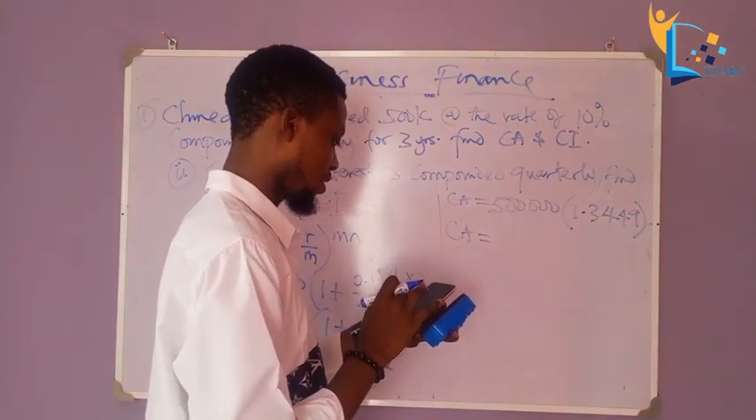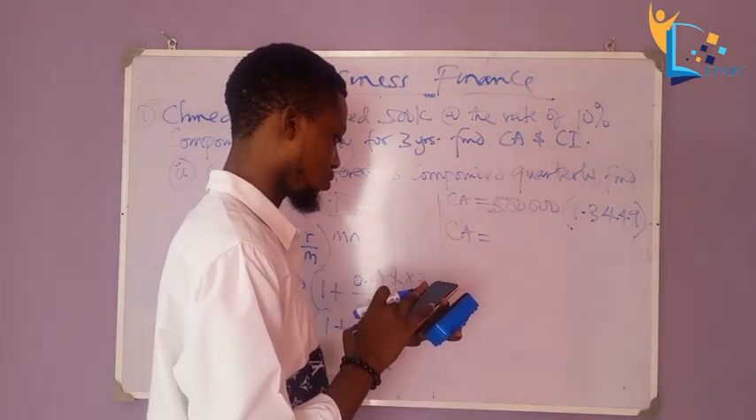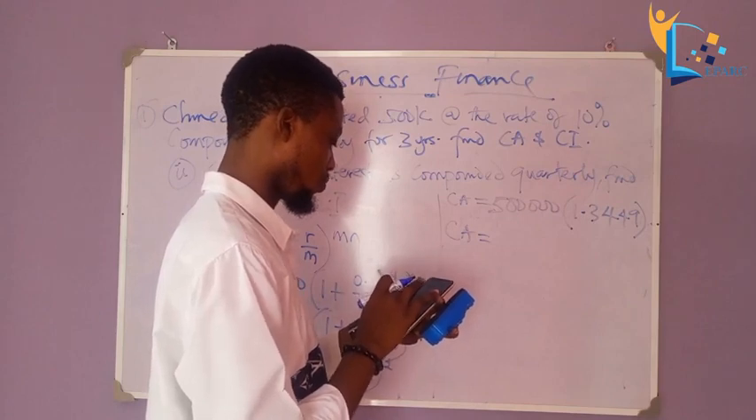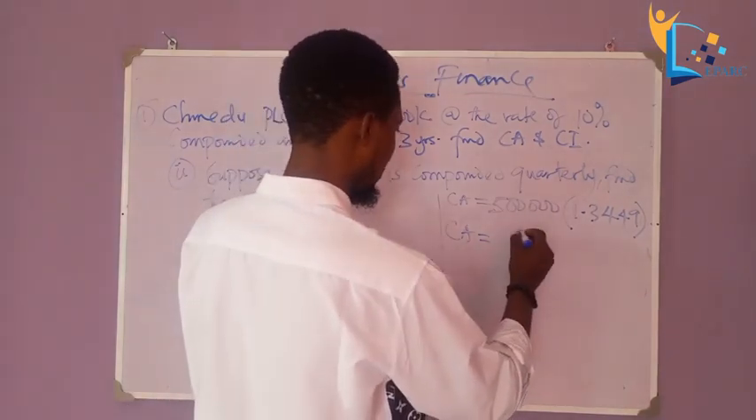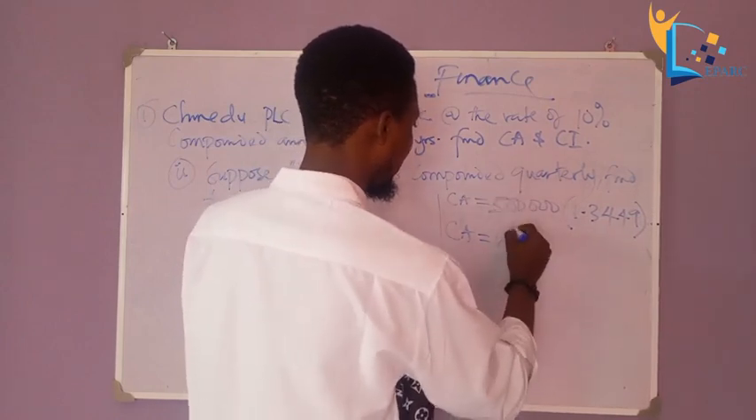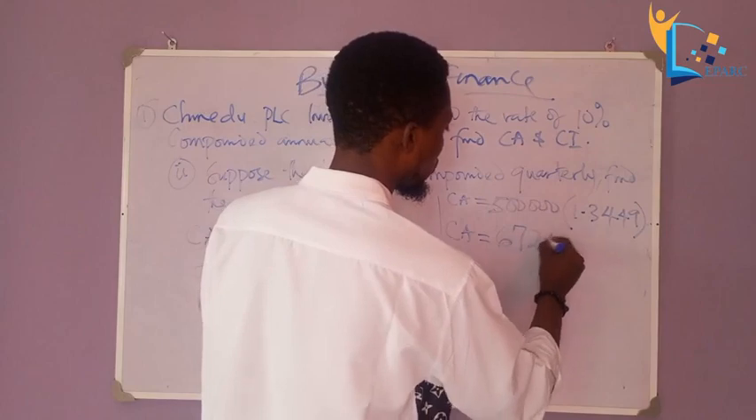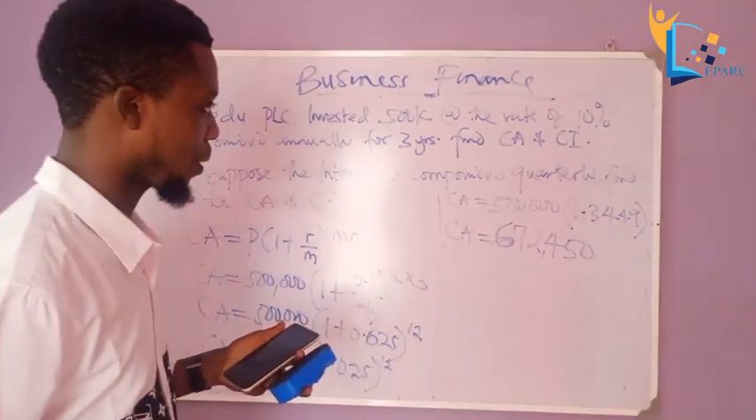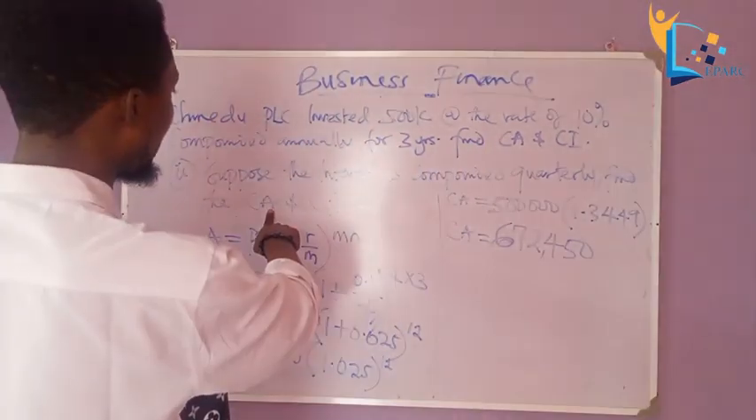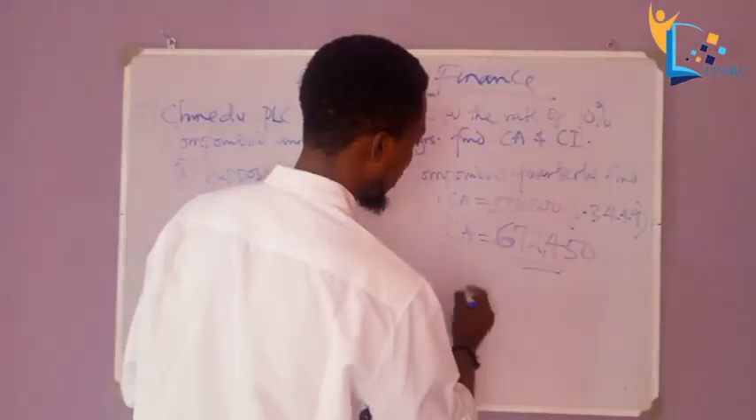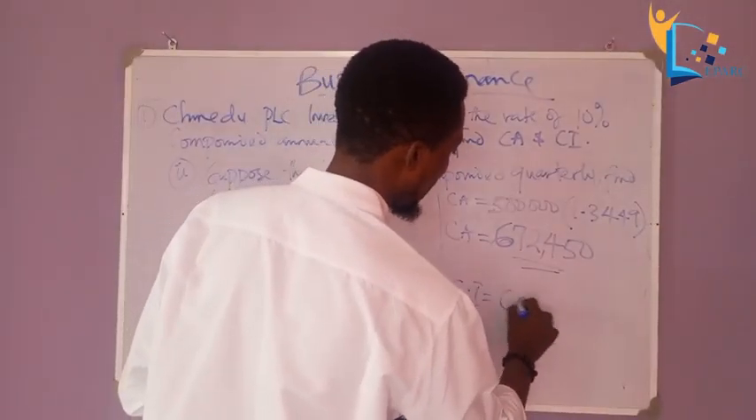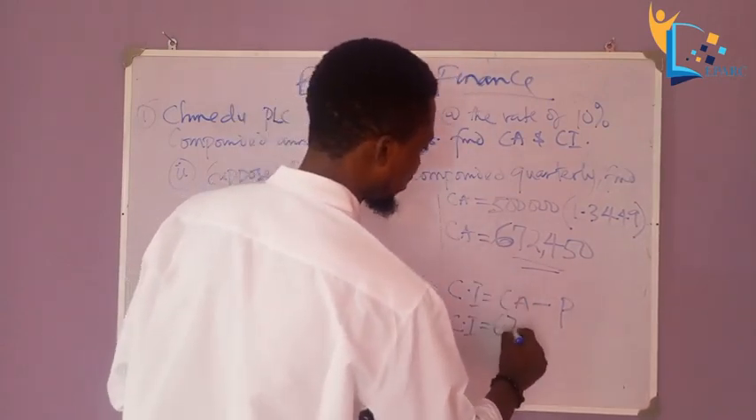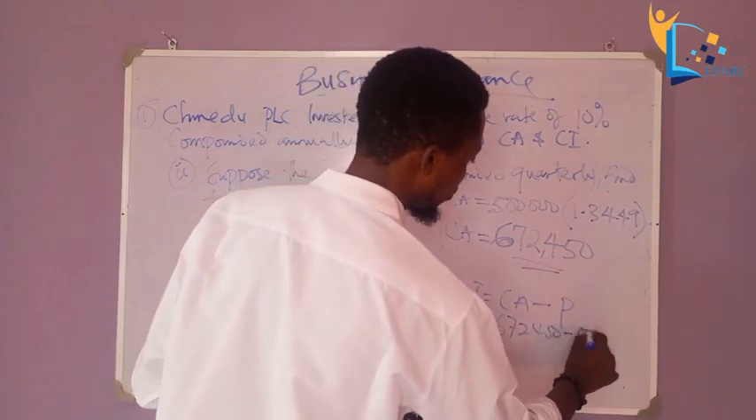500,000 times 1.3449. That's 672,450. That's our compound amount. But we're asked to find the compound amount and compound interest. So, if this is our compound amount, the compound interest will now be equal to compound amount minus principal. So compound interest will be equal to 672,450 minus 500,000.